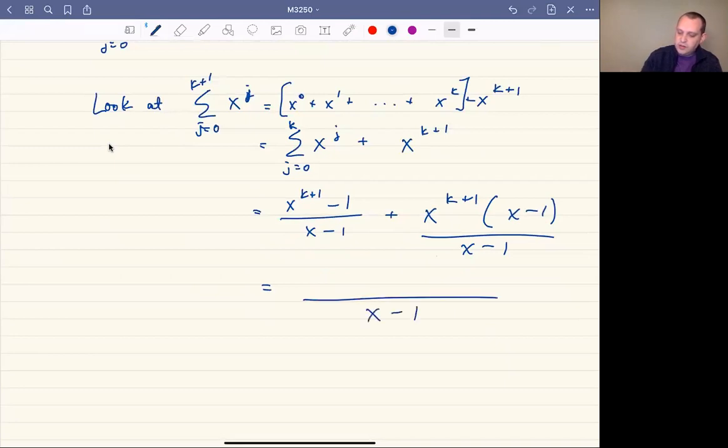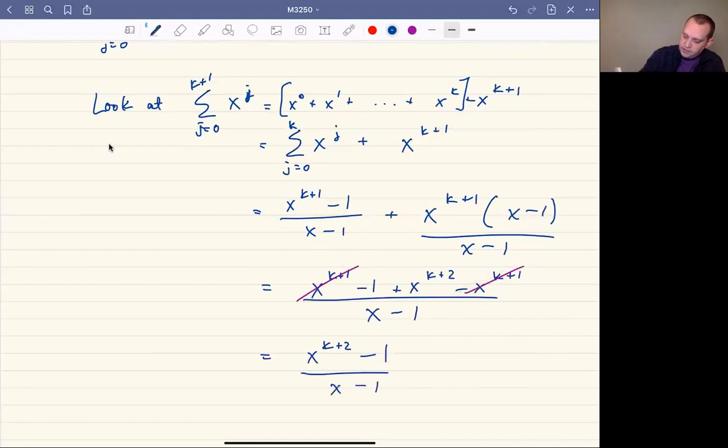So we have x minus 1 in the denominator. Let's think about what we have in the numerator. We have x to the k plus 1 minus 1 plus x to the k plus 2 minus x to the k plus 1, if we distribute that x minus 1 over x to the k plus 1. And of course the x to the k plus 1s cancel. So let's cross those out. And that means that we're left with x to the k plus 2 minus 1 over x minus 1, which is exactly what we wanted, and therefore the statement's true for all n greater than or equal to 0.